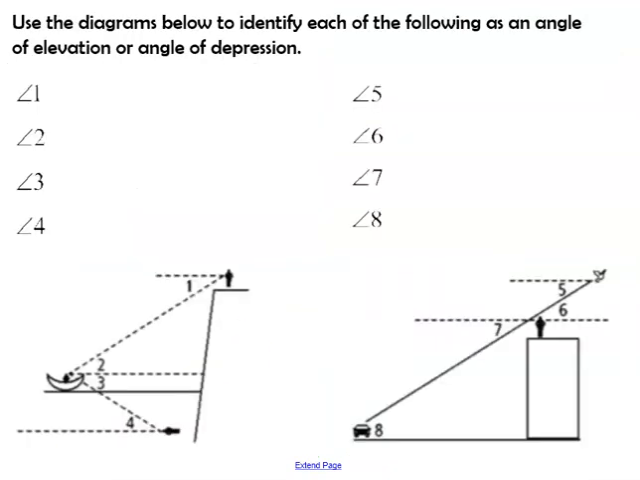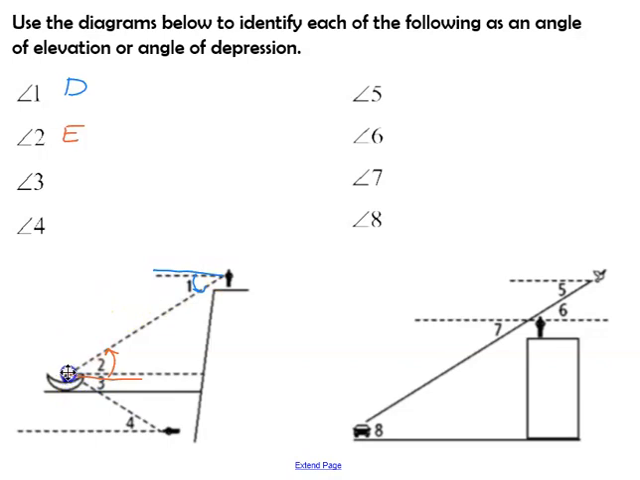Here we have two different diagrams, and our task is to identify each of the following as an angle of elevation or an angle of depression. So I'll walk through this first diagram with you. Angle 1, we have this man, we have the horizontal line out, and to get the other side of the angle, we had to depress downward. So angle 1 is an angle of depression. When we look at angle 2, from the observer's eye, we go out horizontal, and to get the other side of angle 2, we needed to elevate. So this is an angle of elevation.